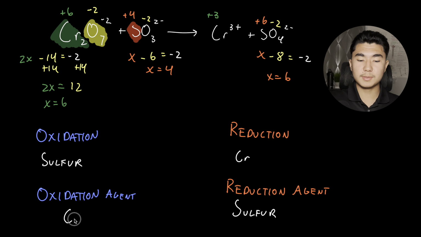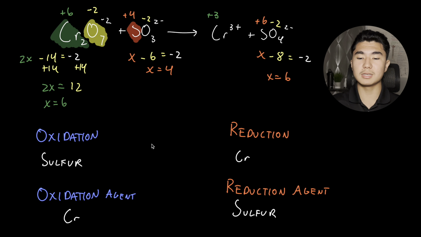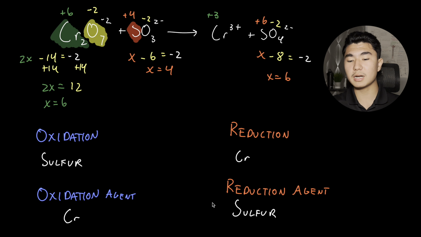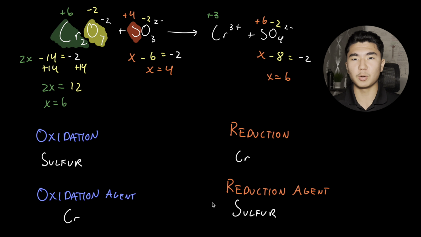Now, on the flip side, our oxidation agent is that chromium, because it is the one that is taking the electron. So think of it like this: chromium is helping sulfur lose its electron by taking it. And just like I said, an easier way to remember this is if it's getting reduced, it's the oxidizing agent. If it's getting oxidized, it's the reduction agent. It's just flipped around, and this is actually pretty easy to understand once you know that.